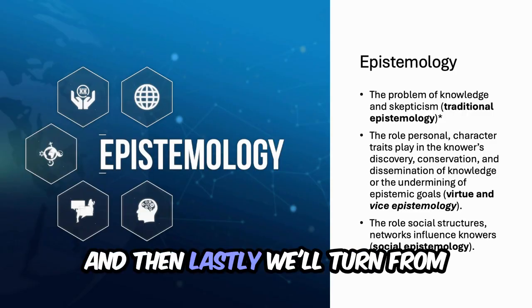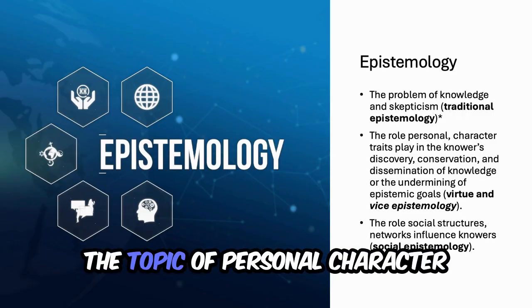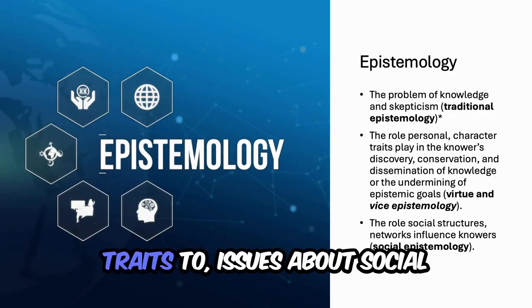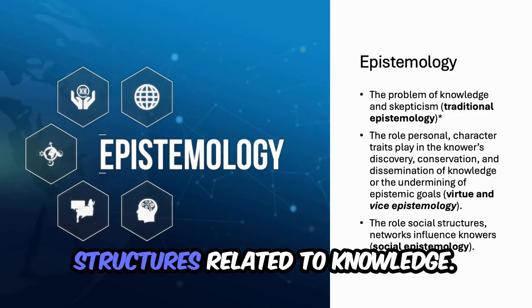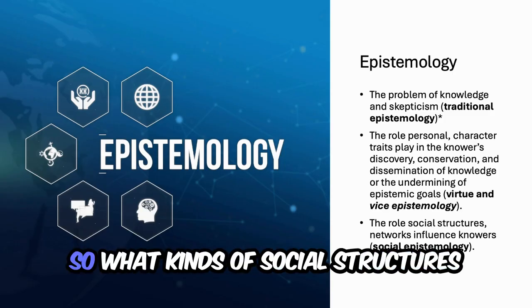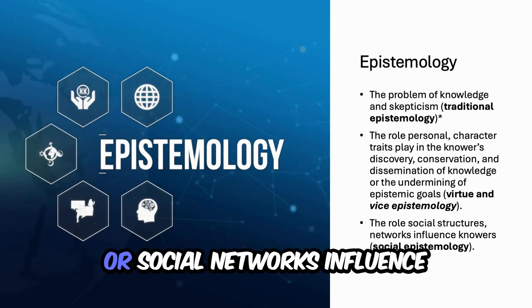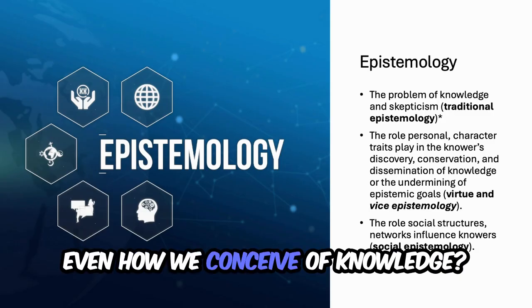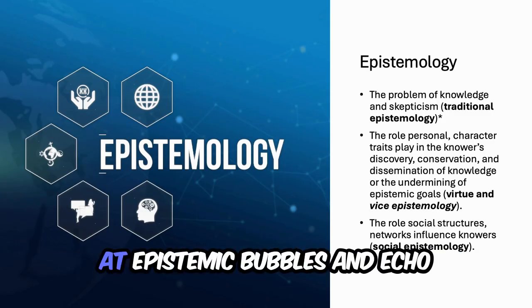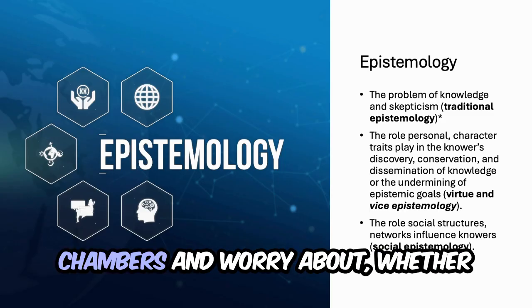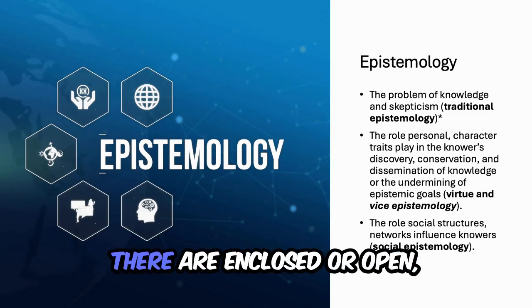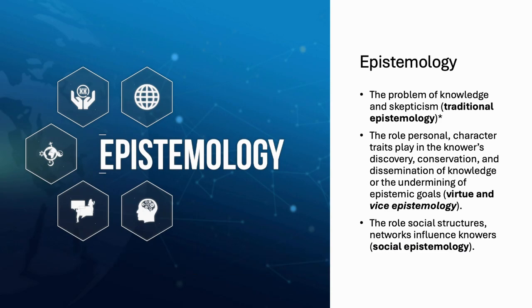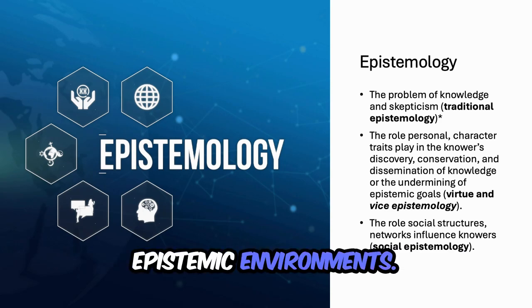And then lastly, we'll turn from the topic of personal character traits to issues about social structures related to knowledge. So what kinds of social structures or social networks influence what we know, and claim to know, or even how we conceive of knowledge? So there we'll look at epistemic bubbles and echo chambers and worry about whether there are enclosed or open epistemic environments.